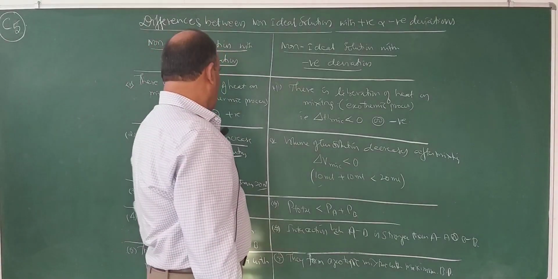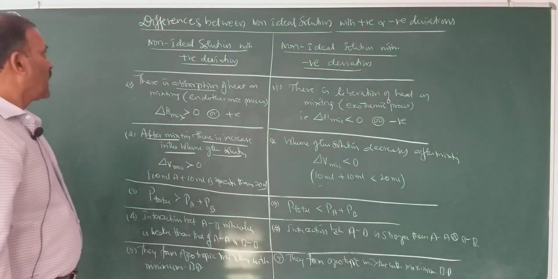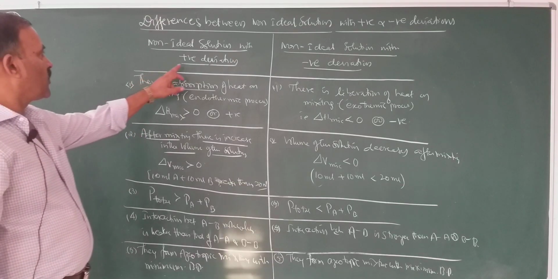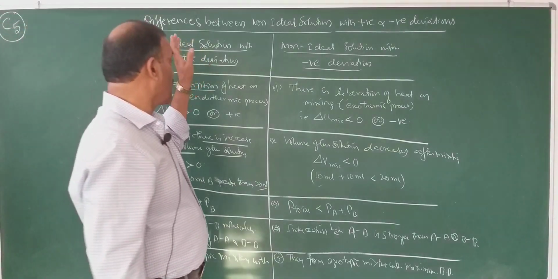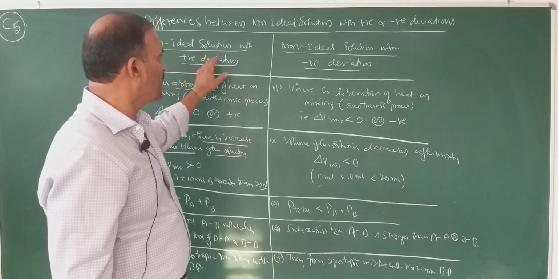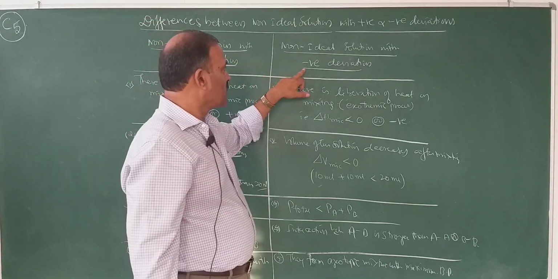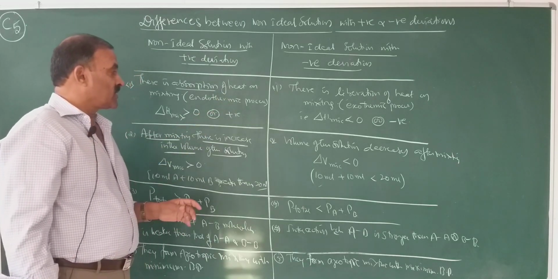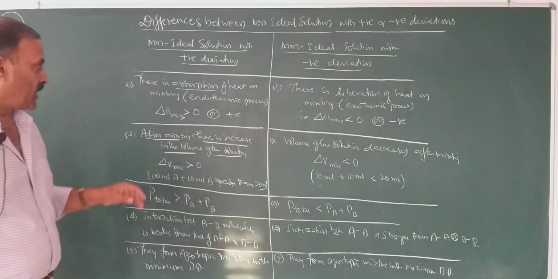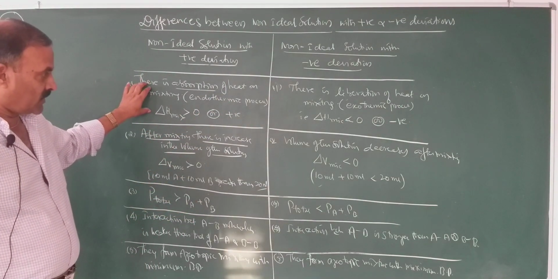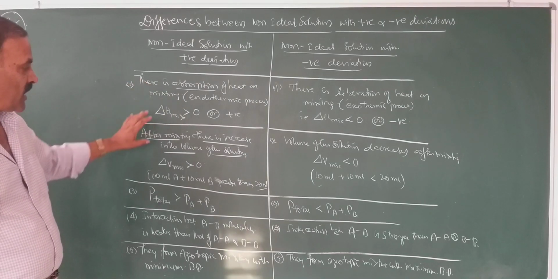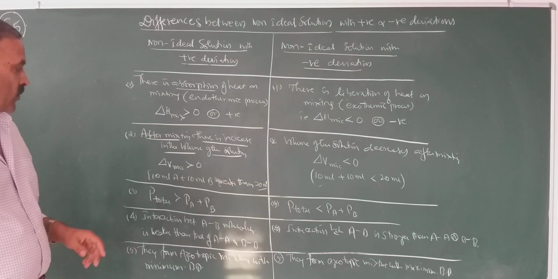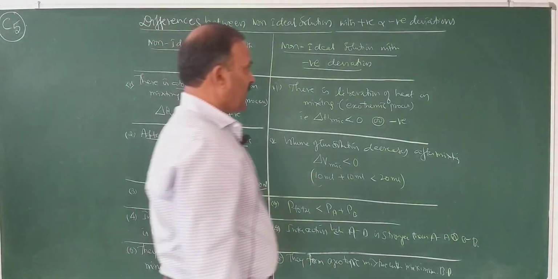So these are the 5 differences between non-ideal solutions with positive deviations and non-ideal solutions with negative deviations. So each difference is very important. There will be questions on each difference, therefore you have to bear it in mind.